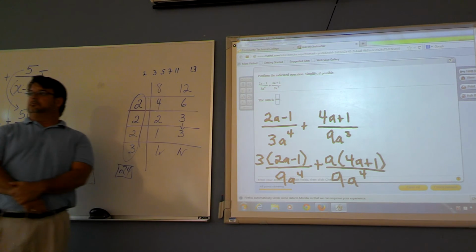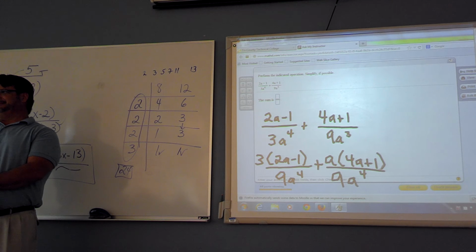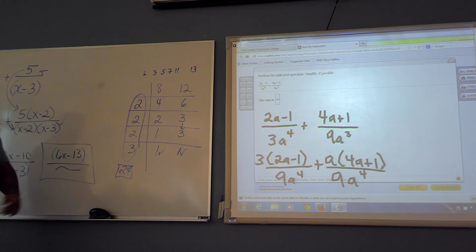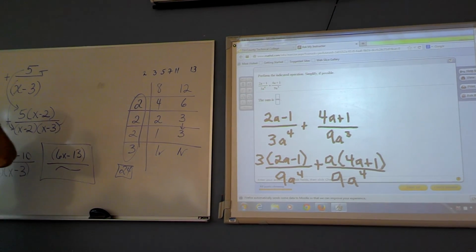We're doing the same thing we've been doing. You're starting to think. What did we do over here? How many times will this go into this? Cover up the term. x minus 3 times 1. How many times will this go into this? x minus 2 times this. You do that over and over. You do not do anything different.